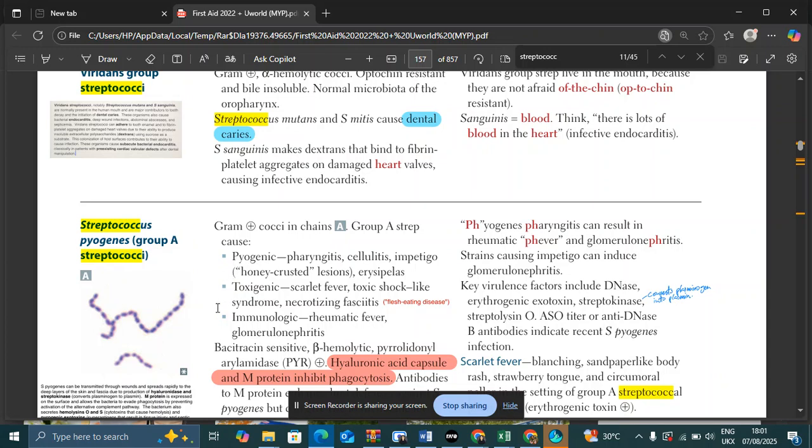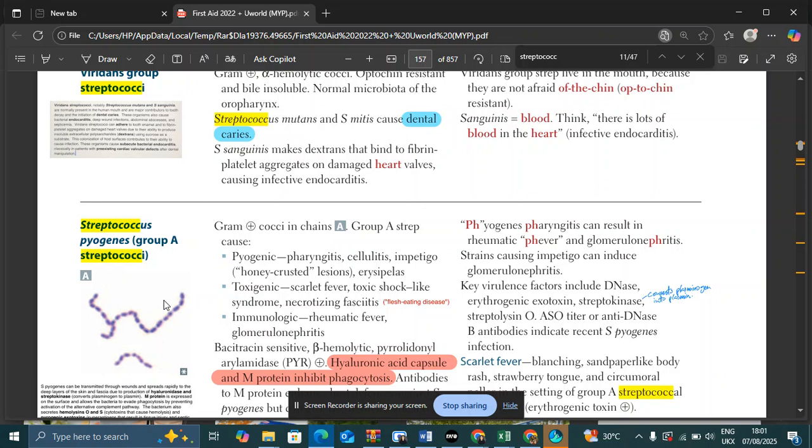What are the pathogenic conditions related to Streptococcus pyogenes? There are three types: the first is pyogenic, the second is toxigenic, and the third is immunologic. The pyogenic type causes pharyngitis, and it also causes skin infections: cellulitis, impetigo, which is honey crusted lesions, and erysipelas. The toxigenic type causes scarlet fever, toxic shock-like syndrome, and necrotizing fasciitis. The immunologic type causes rheumatic fever and glomerulonephritis.